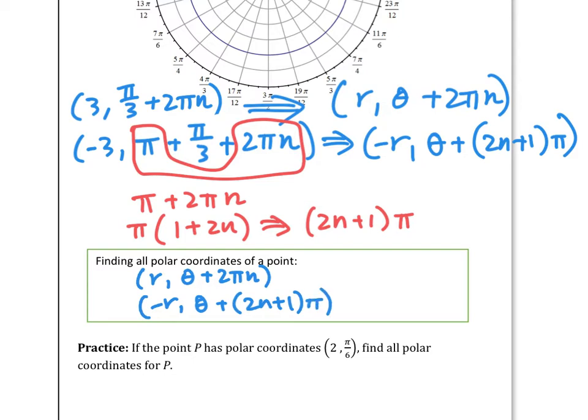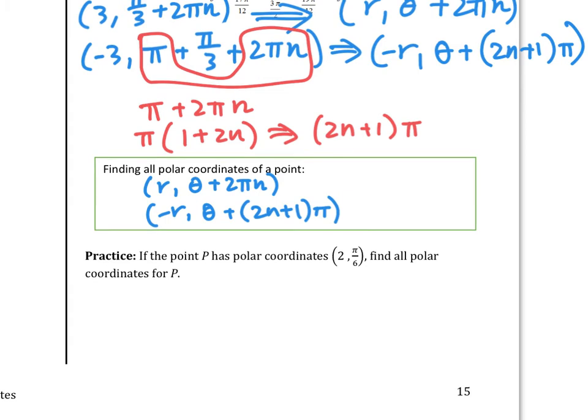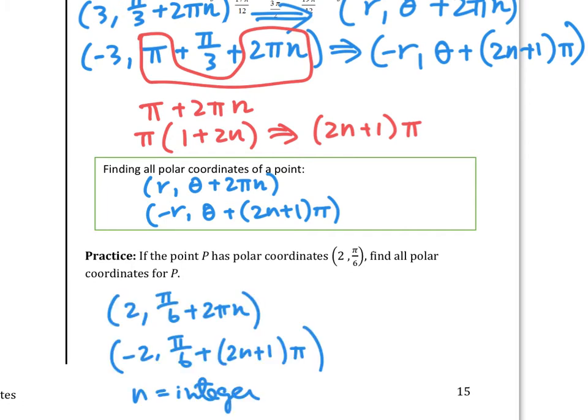All right, let's practice. If the point P has polar coordinates 2, pi over 6, find all polar coordinates for P. Remember, to find all polar coordinates, you have r, theta plus 2 pi n, or you can go in the negative r direction, theta, which is the angle that's given, plus 2n plus 1 pi. So pause the video, give this one a try. All right, here's the answer. Go ahead and double check.